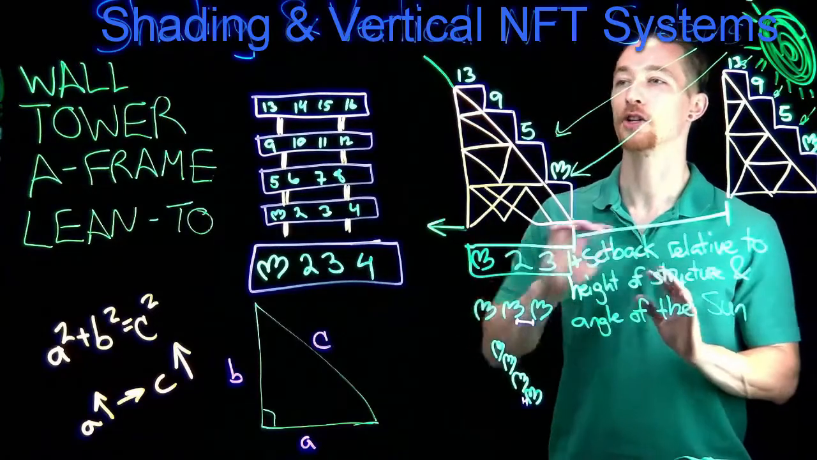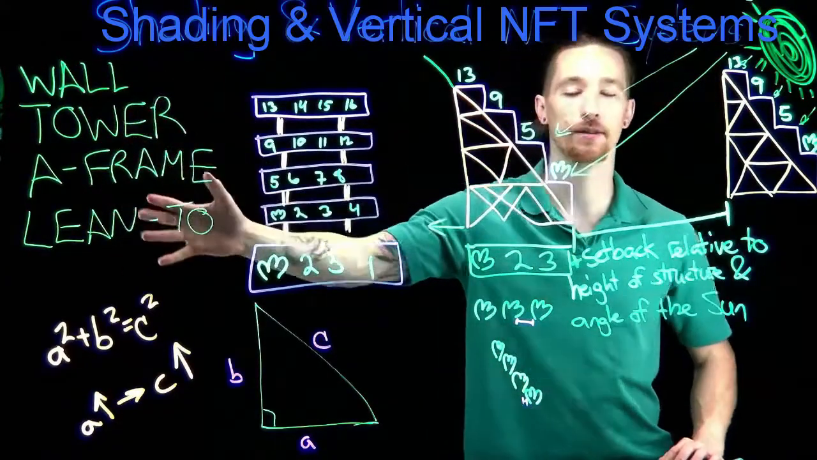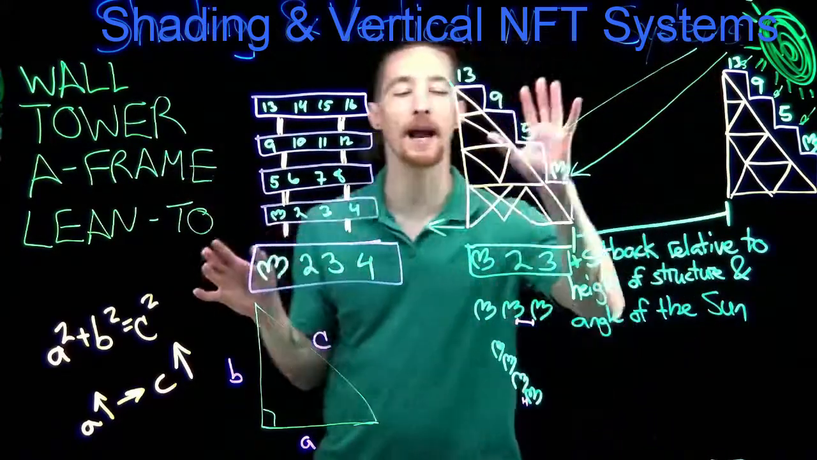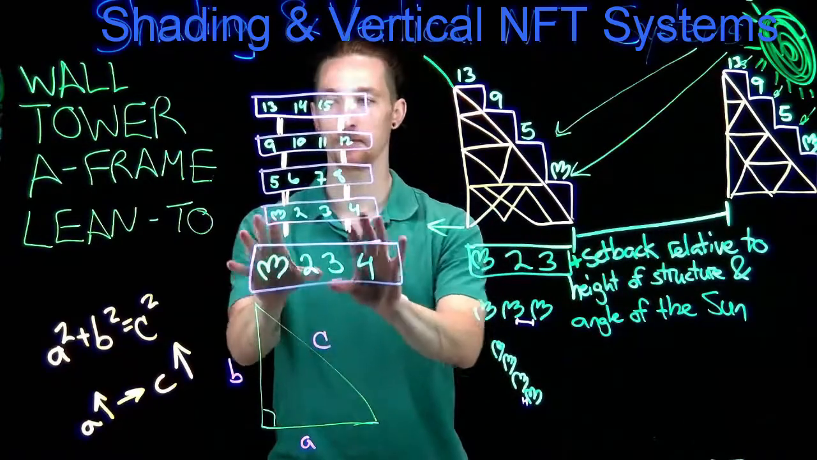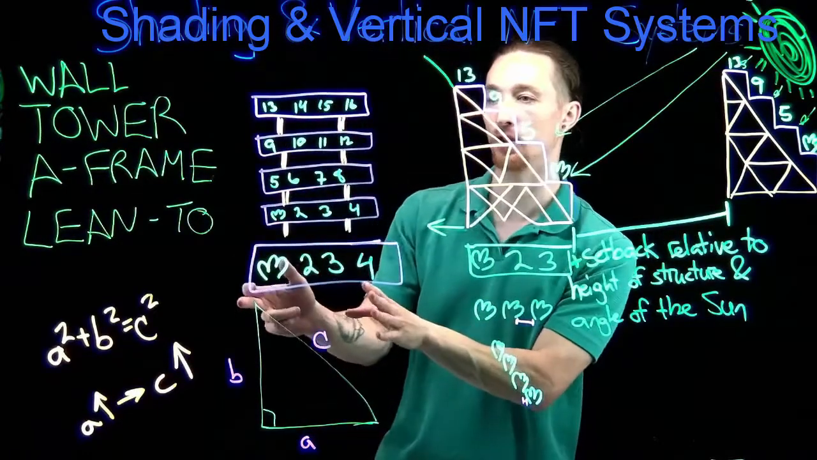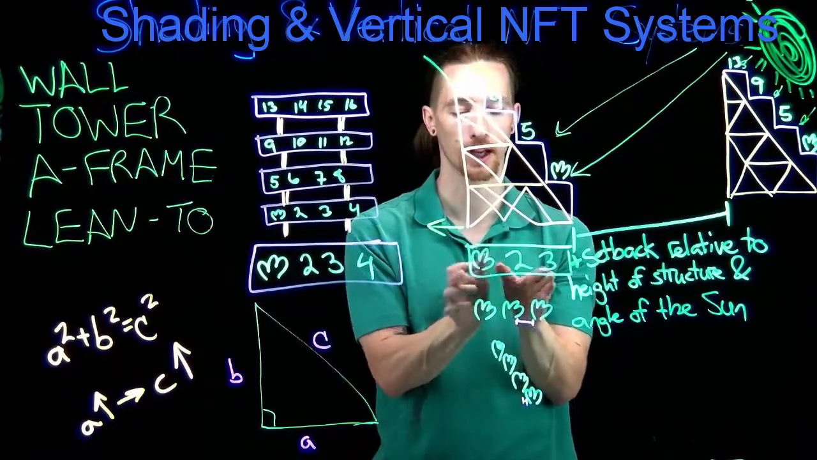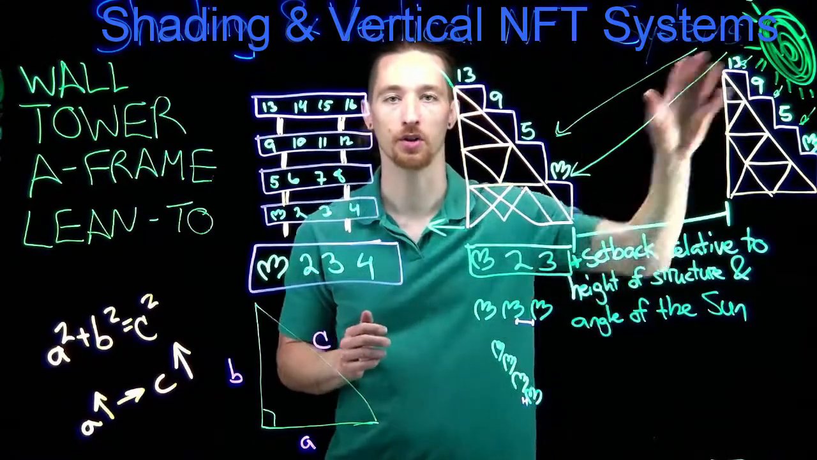Ultimately, at the end of the day, there's no best or right way to build a vertical NFT system. There are different ways that people are approaching maximizing their use of square footage, gaining productive space, instead of just 4 plants growing 16 plants, and it's gaining productive space instead of 3 plants growing 4 plants, and making the most use of incoming solar radiation.